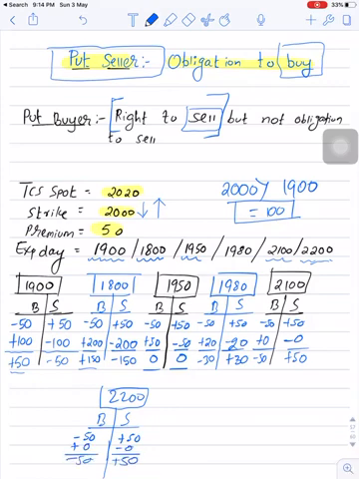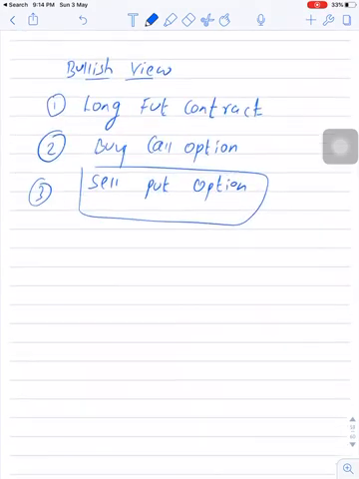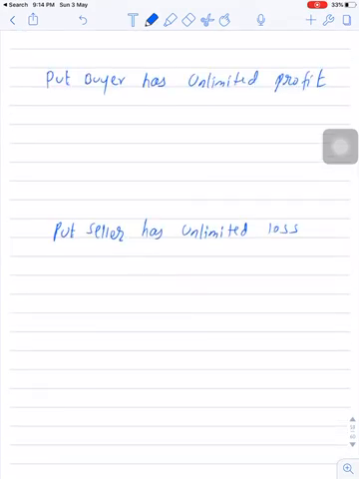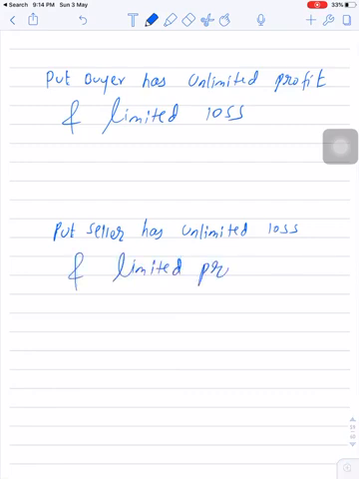So you can see now the loss for the option buyer is limited up to the premium paid, and the profit for the option seller is limited up to the premium received. So here we can conclude. The put buyer has unlimited profit and limited loss up to the premium paid, whereas the put seller has unlimited loss and limited profit, that is up to the premium received.